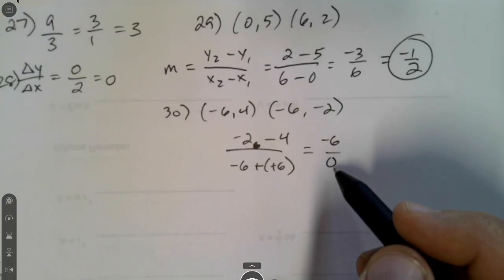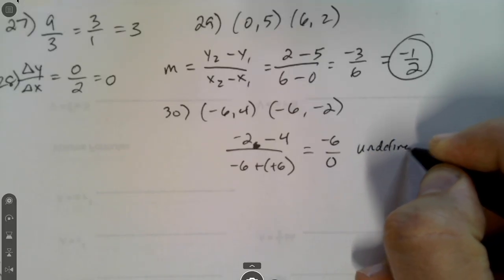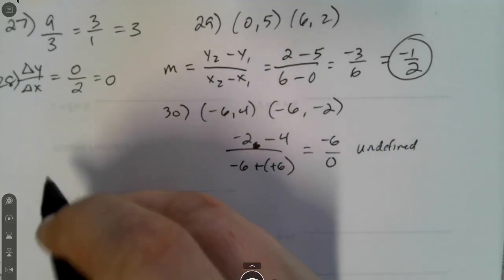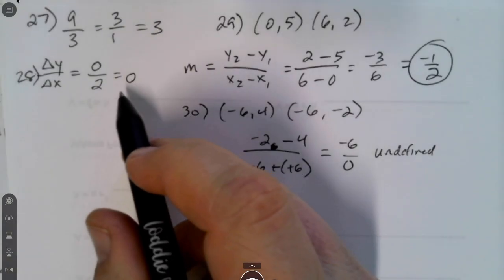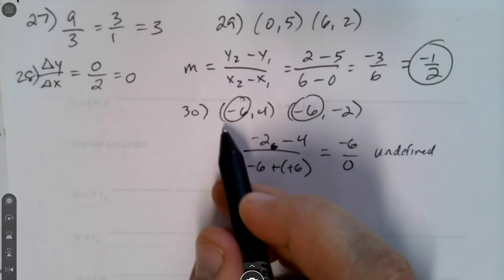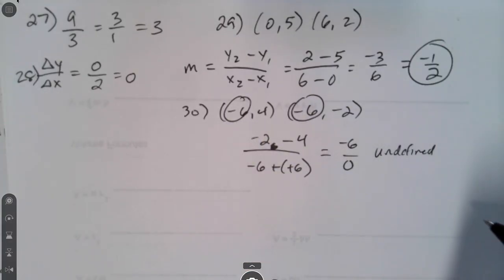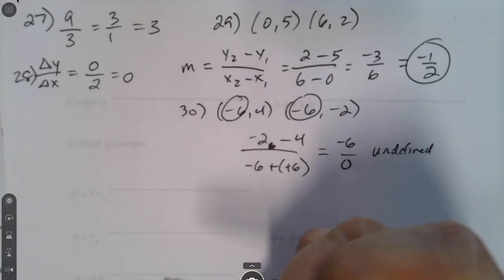So when you have 0 in the denominator, that means the slope is undefined. As I mentioned earlier, when y isn't changing, which is what was happening in 28, the slope is 0. When x isn't changing, see how it's the same both times, the slope is undefined. This would actually be a vertical line that this is creating, whereas this one would have been a horizontal line.